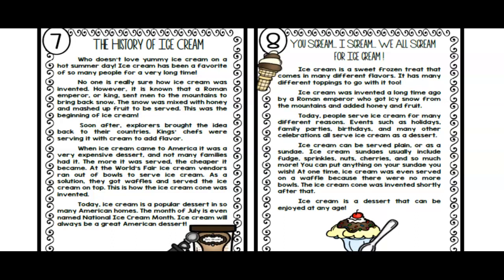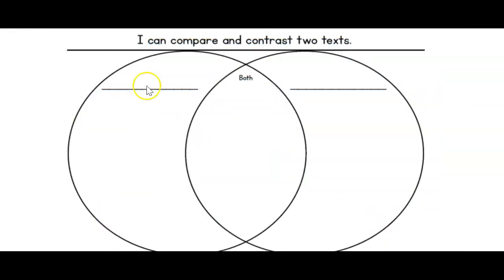Let's look at our passages for today. We'll read the first passage together and identify the key details or the most important parts of that passage. Then you'll read the second passage on your own and identify the key details. Remember, we're also going to write down the key details on our Venn diagram. So make sure you have a pencil and a paper ready. Draw your two overlapping circles for your Venn diagram.